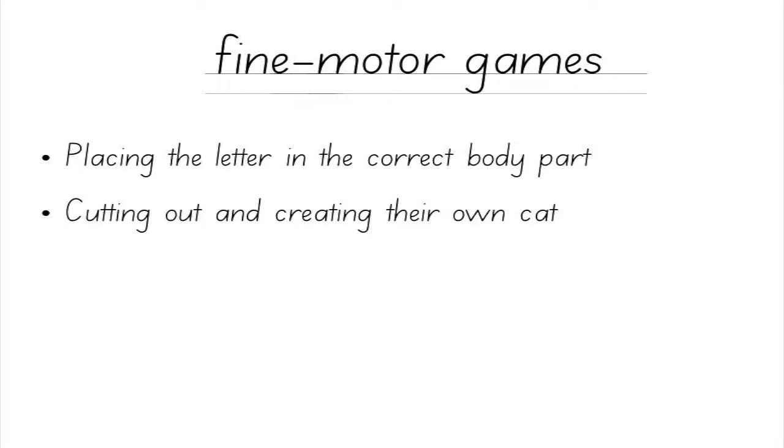So some fine motor games you could do is have different parts of the cat laid out and have children place the letter in the correct body part. That could also work on pincer grip and different grips if you put it on counters or on paper or on stickers to incorporate that into the game as well. And another idea could be to make their own cat. So using scissors and gluing and pens and pencils, they could customize their own cat and make their own cat while reviewing the idea of the different parts of the cat and where they sit on the line.